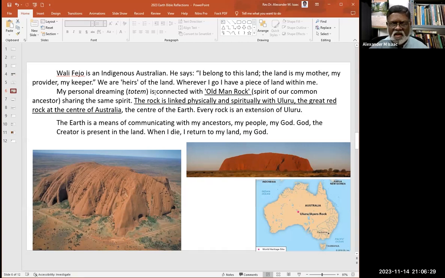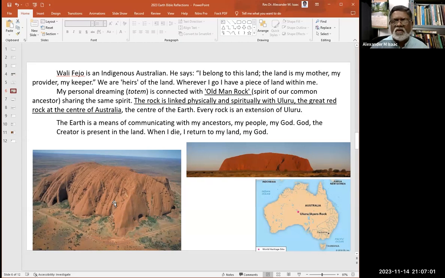You can see in the bottom picture, Uluru, this rock is seen in the center of the Australian peninsula. They think that this place is the center of the earth, as it is the center of Australia. And this is a picture of this Uluru rock from a distant view. This is a closer look at the Uluru rock.